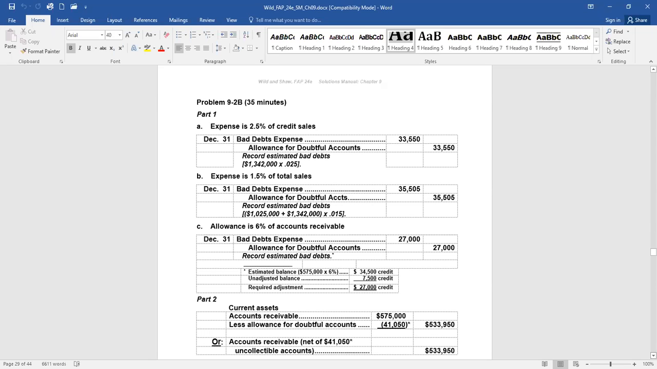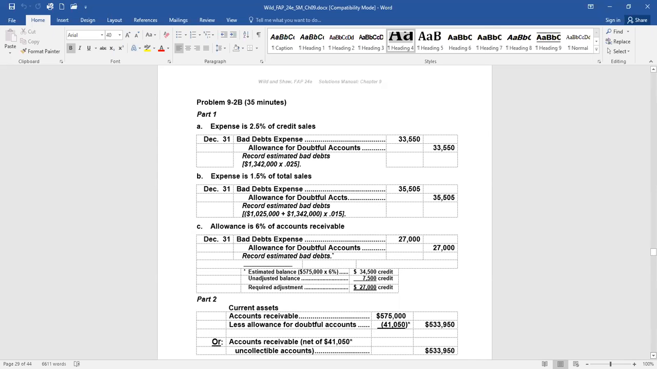Another way of presenting it on the balance sheet that is acceptable is you say accounts receivables and in parentheses put net of $41,050 allowance for uncollectible accounts and report the $533,950. So either way is acceptable.